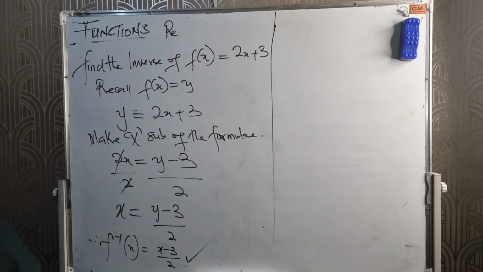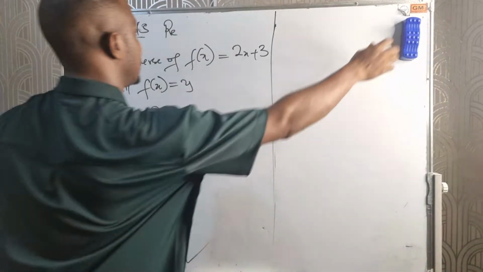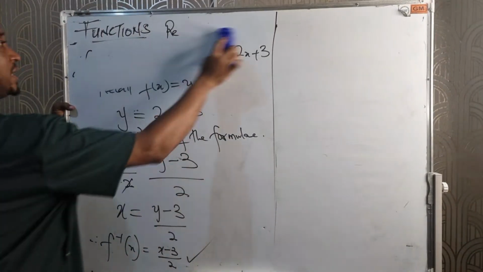So let's see another example. Then we move into something else. I think we have seen how to find the inverse of a mapping function. Another example.